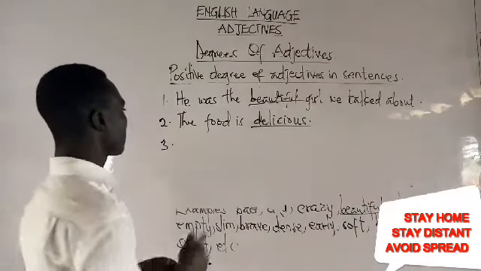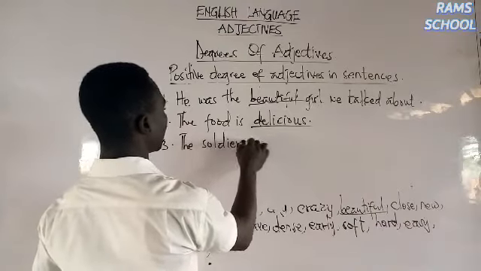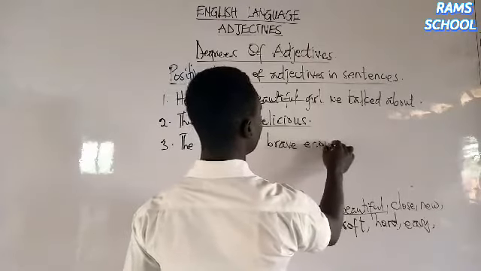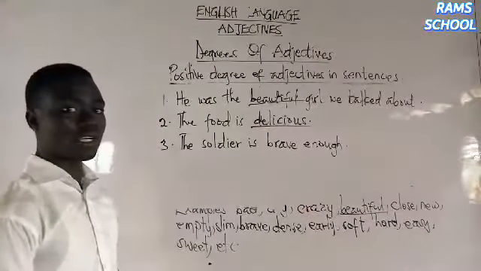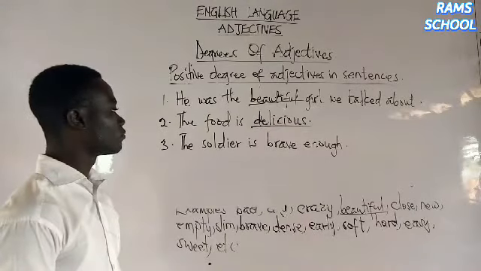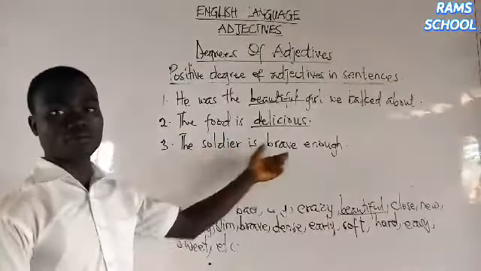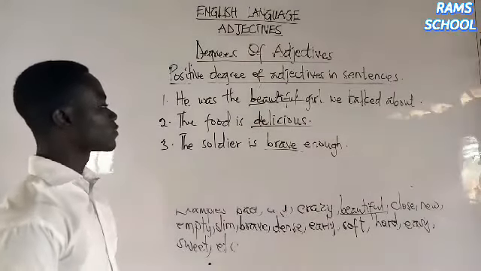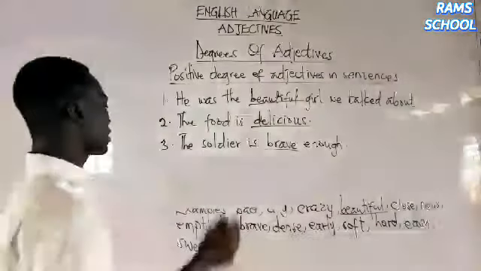Example 3. The soldier is brave enough. The soldier is the noun here. And what is the adjective here? Brave, right? Yes. So the brave is being used to describe the soldier. One thing. Let's take our fourth example.